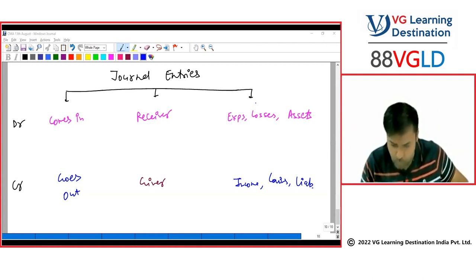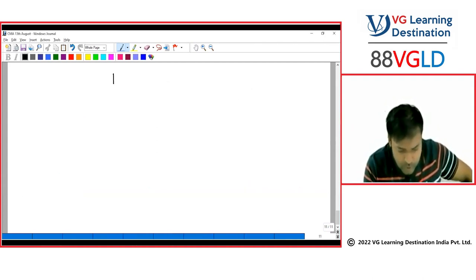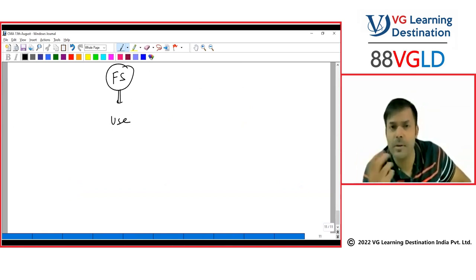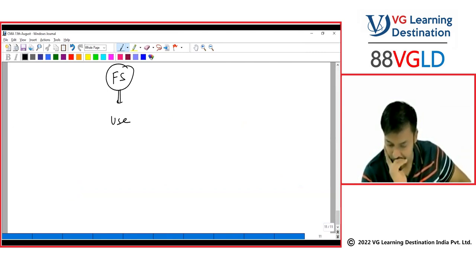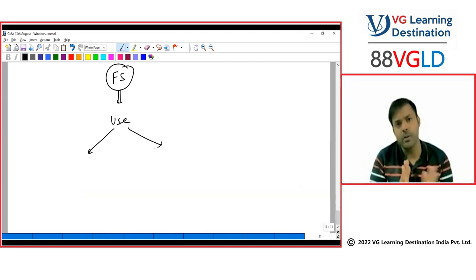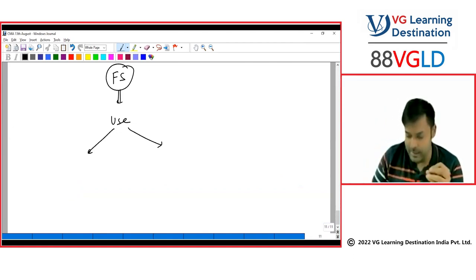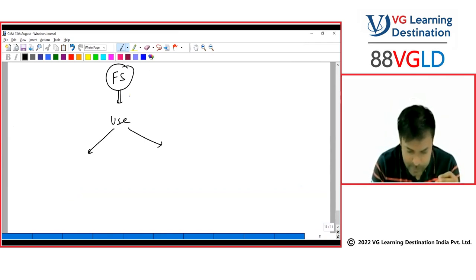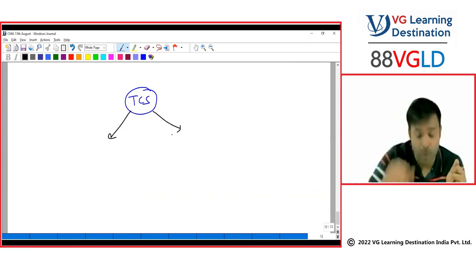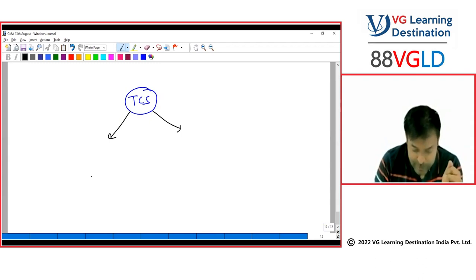Whatever financial statements, guys, we talk about, what are the basic uses of the financial statement? Why do we use the financial statement? What is the purpose of the financial statement? Okay, if I ask about the uses of the financial statement, let's say the company is TCS. Now, you are looking at TCS financials as an investor, that means you are looking to invest in TCS.